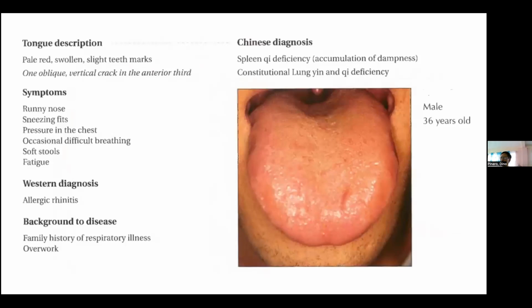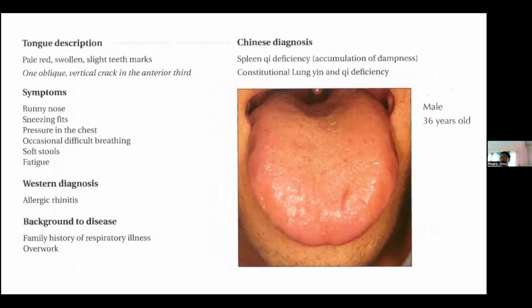Next case is a male, 36 years old. The tongue is pale red, swollen, and presence of slight teeth marks. So there's a spleen qi deficiency, accumulation of dampness. There's 1 oblique vertical crack in the anterior third. So this indicates a constitutional lung yin and qi deficiency.